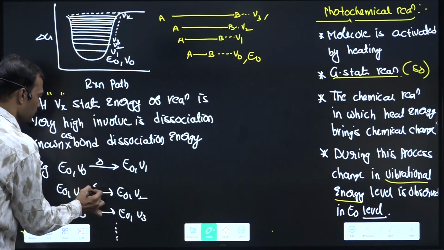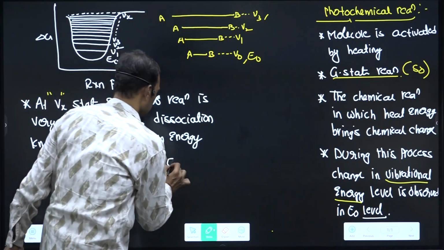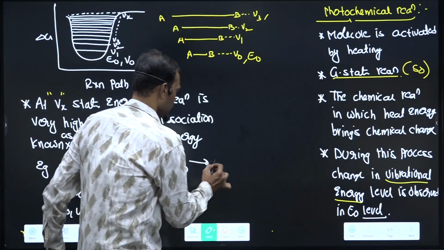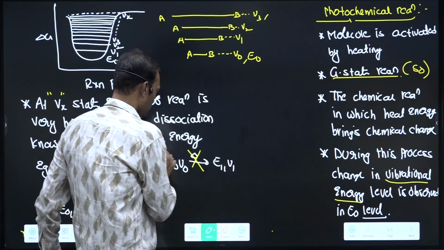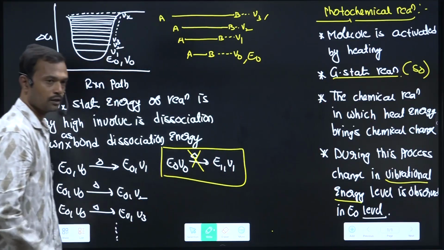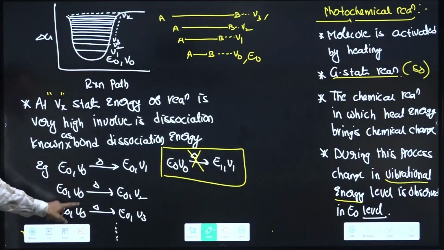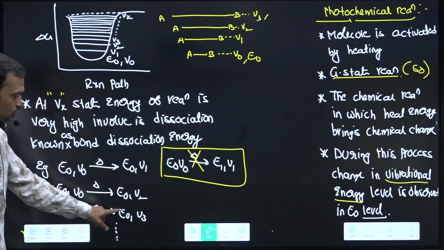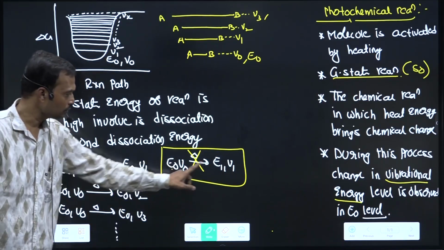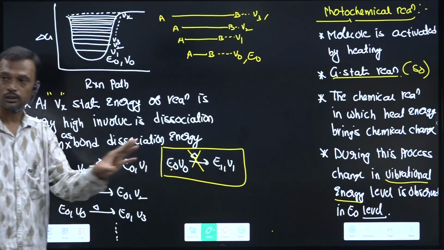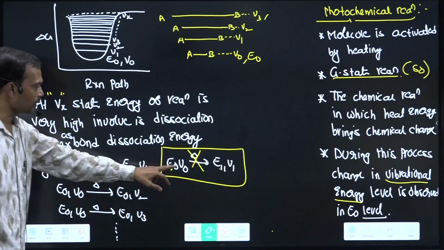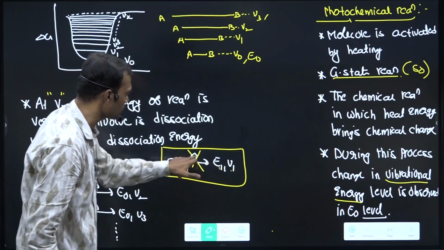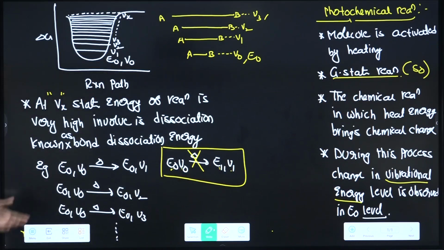These are all thermally possible. This is thermally impossible. Electronic energy level never changes. Whatever vibration changes, this vibration changes within E0 only. They never change in E0, and even if they change, that is not thermal. Thermally it is impossible to change the electronic energy level. Only the vibrational energy level changes thermally. That's why they are ground state reactions.